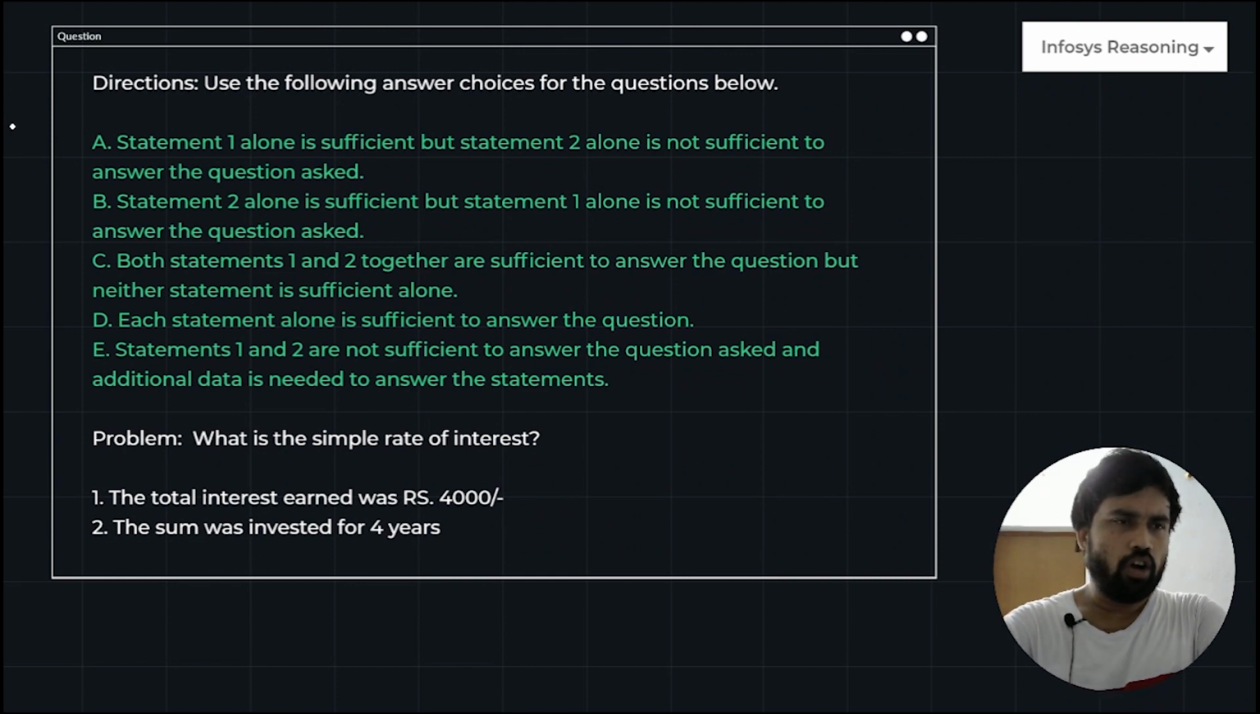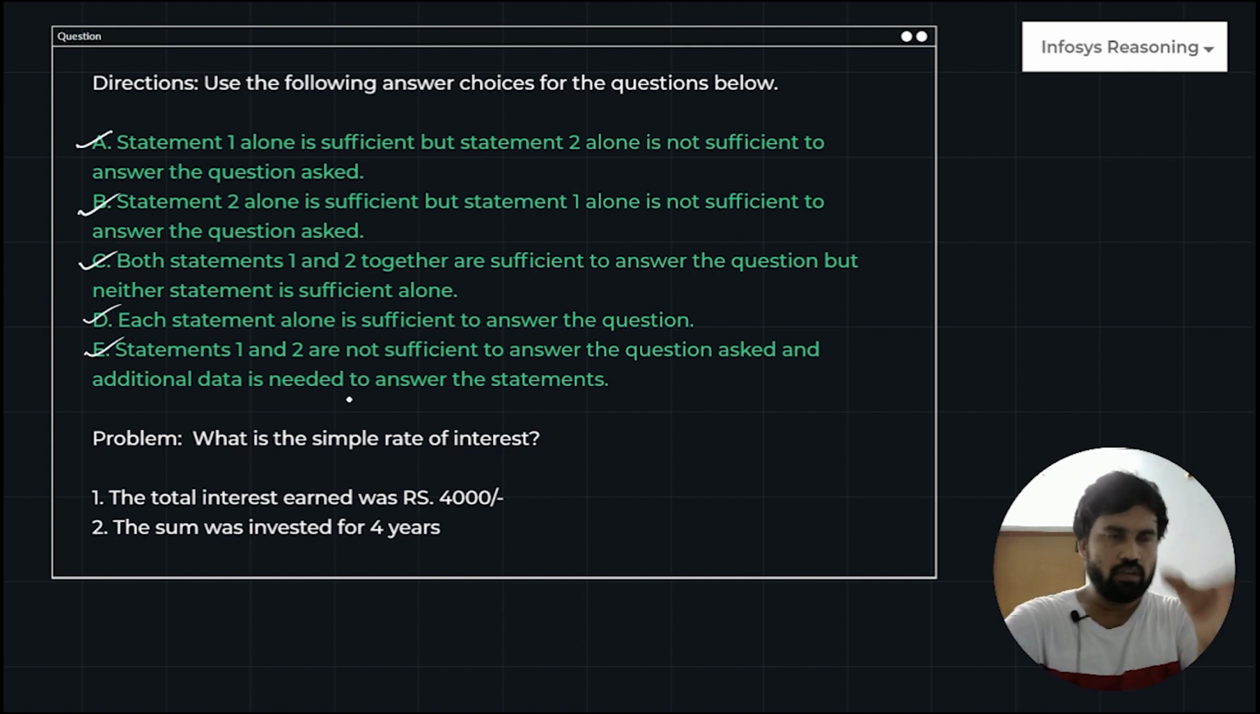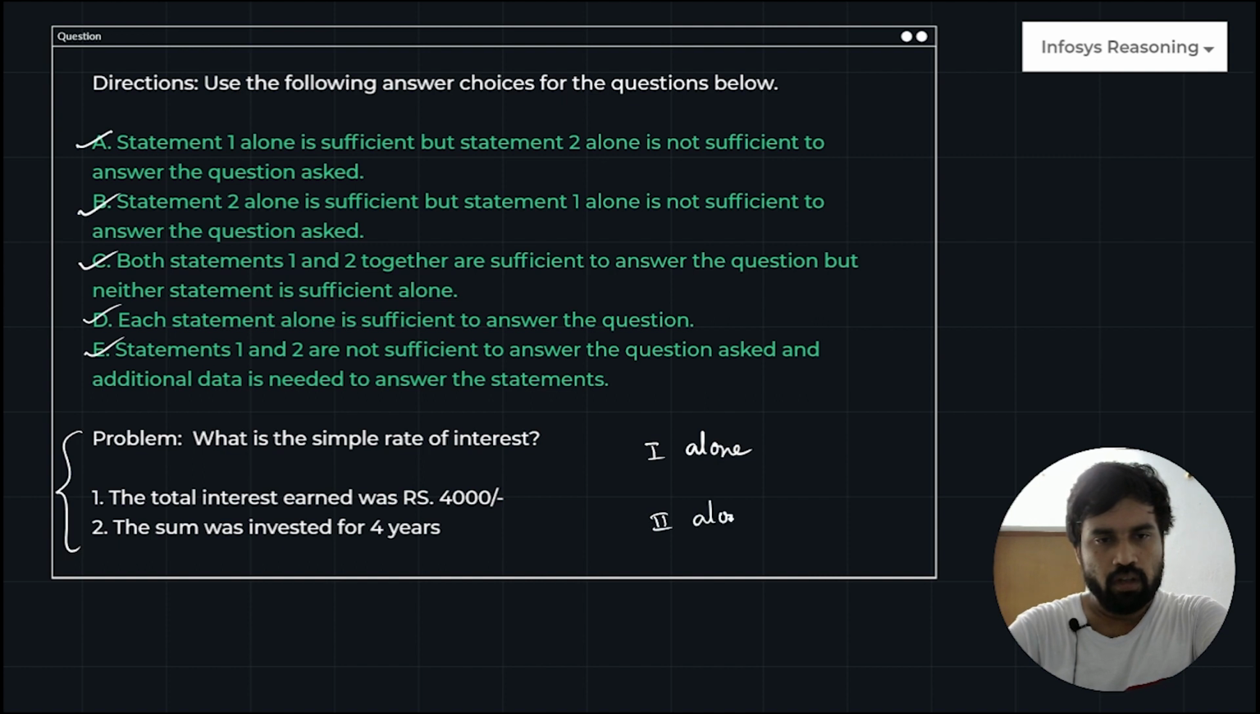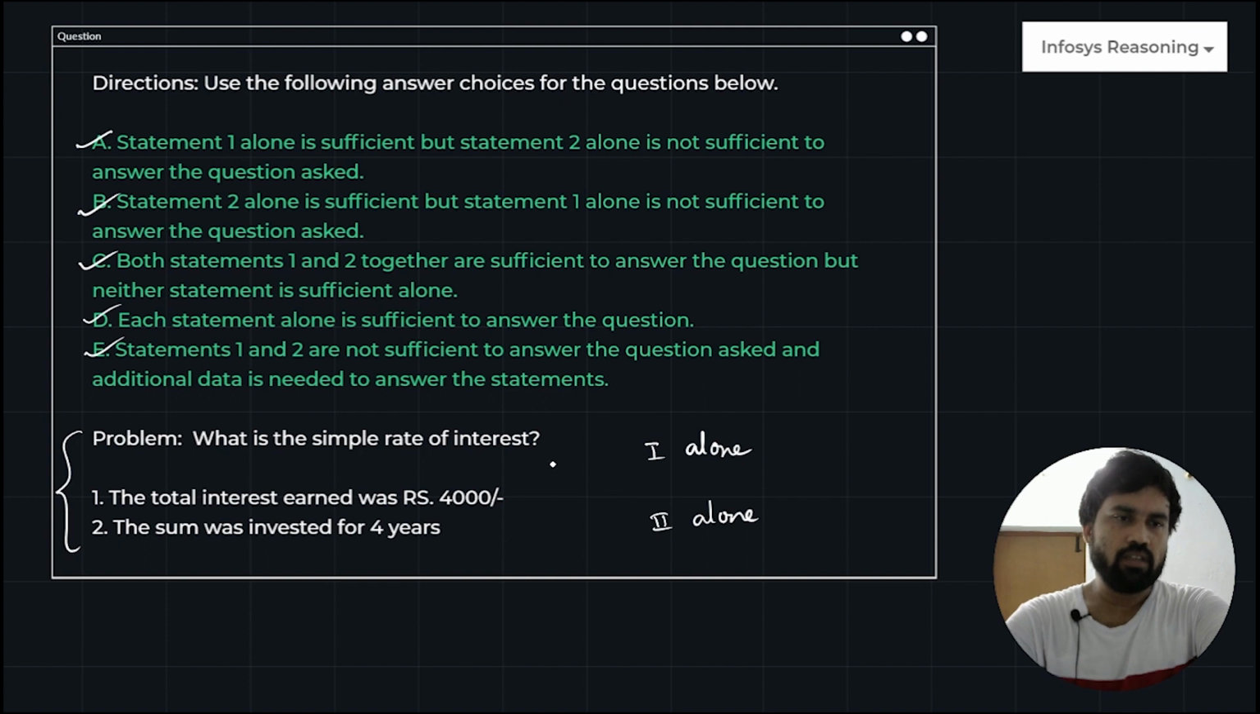All the options are given the same as the previous problem, so I am not discussing the options again. I am directly jumping to the problem. What is the question they're asking, and is the data sufficient or not sufficient? I already told you the way of checking is one alone and two alone, based on the flow diagram of the DS. So we will eliminate the options.